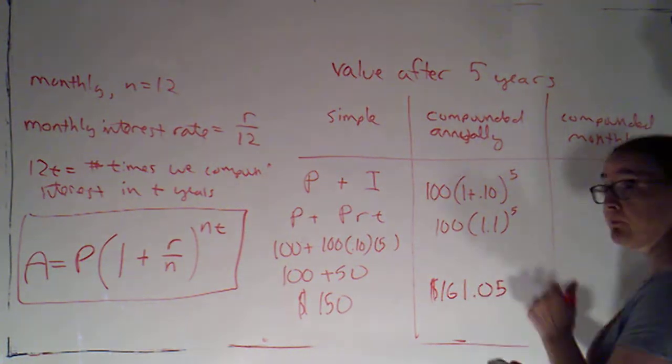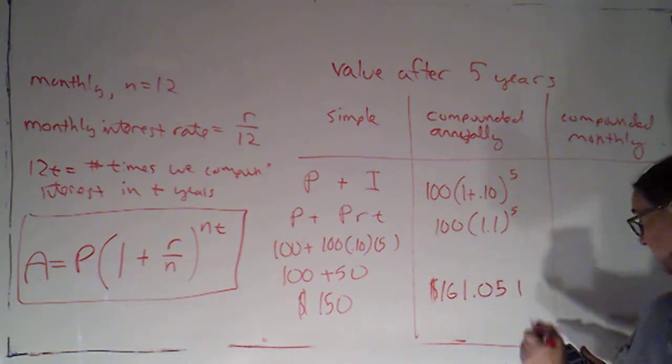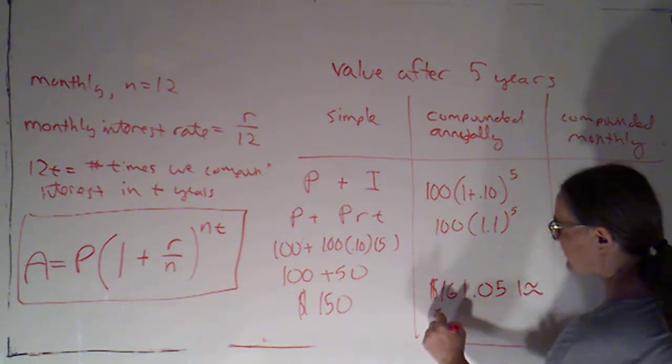I have $161.05. Now I rounded. It was 0.051, but I'm going to round that to the nearest cent.